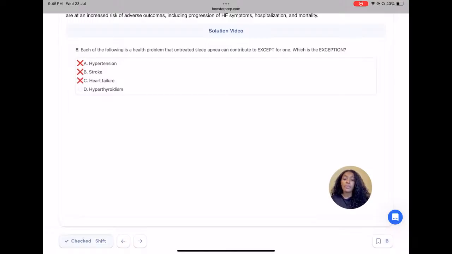So hyperthyroidism is a common cause of sleep dysfunction because of hyperkinetic muscular activity. However, it's not a condition that untreated sleep apnea contributes to. So this would make it the correct answer for this question.